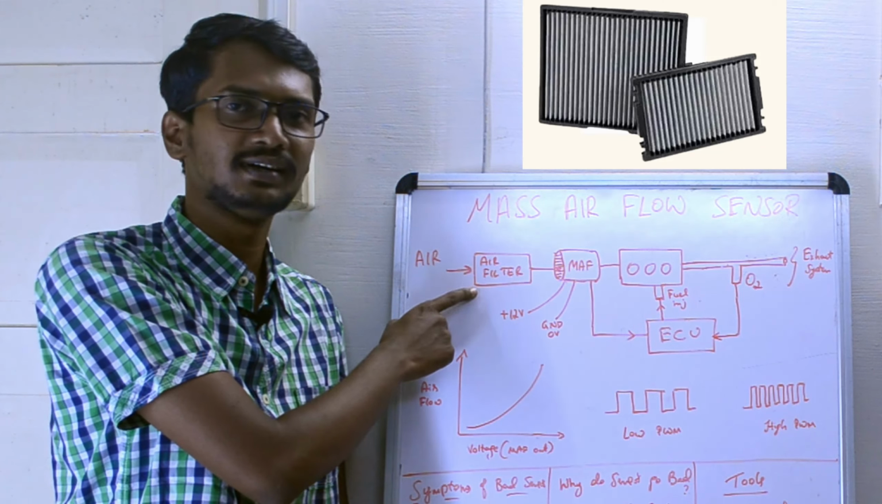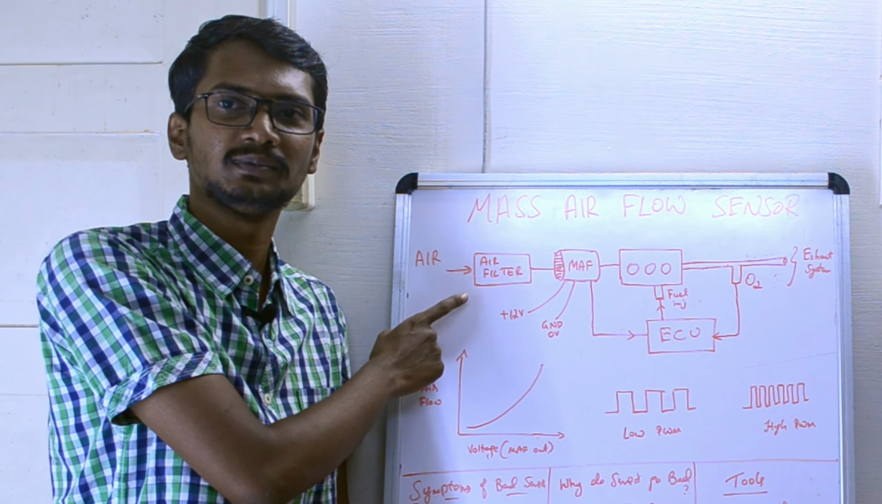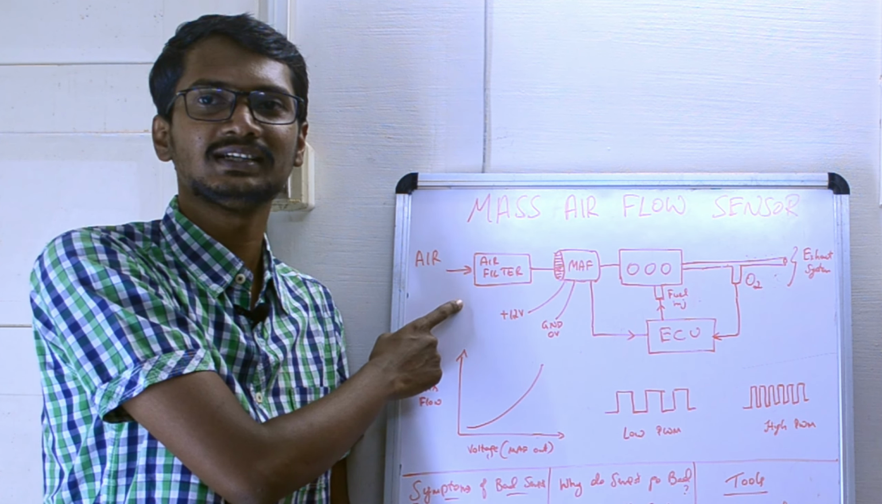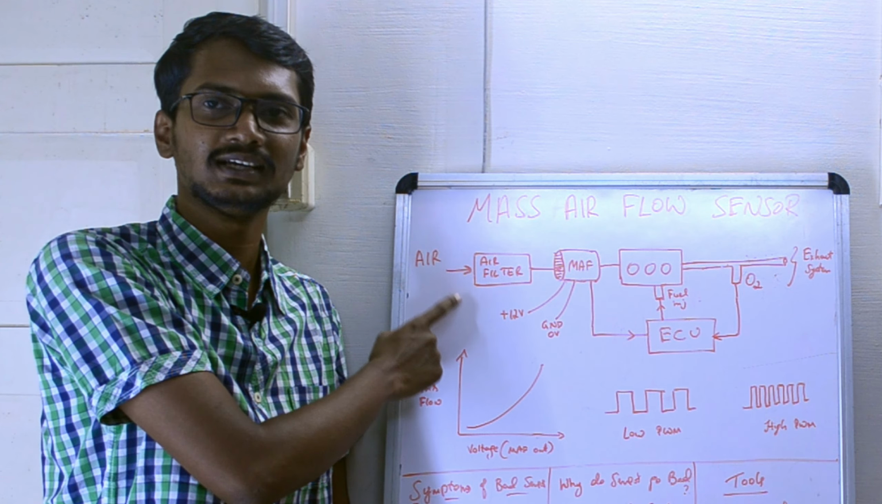In the first part we have atmospheric air which is entering the air filter. The air filter is used to remove all the impurities, unwanted things from the air and supply pure air to the engine. And after the air filter we have the MAF sensor. And after the MAF sensor we have the engine block. I have taken a 3-cylinder engine for the example, and in this we have fuel injectors, and after this part is the exhaust system.